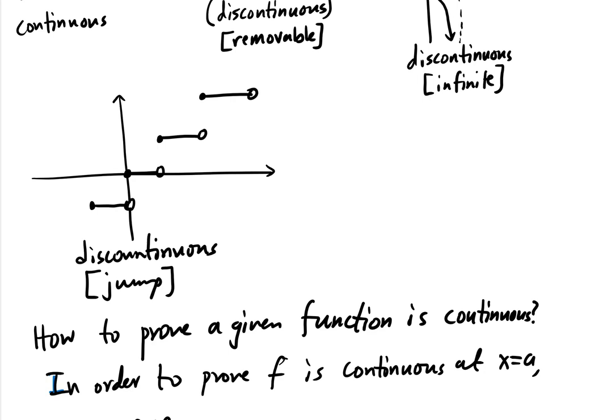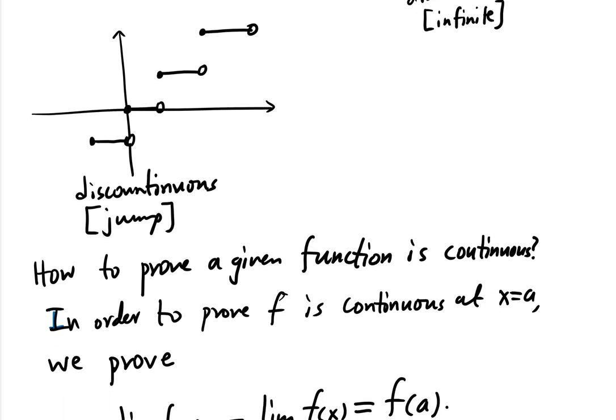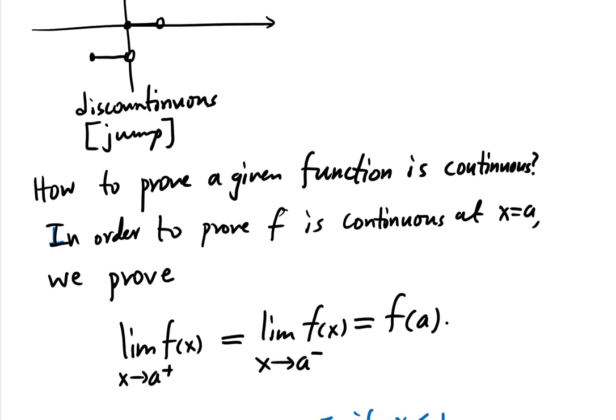The way I define it, in order for a function f to be continuous at a point x equals a, this condition needs to be met: the limit from the right side of a equals the limit from the left side of a equals f of a. If all these are met, then the function is continuous at x equals a.